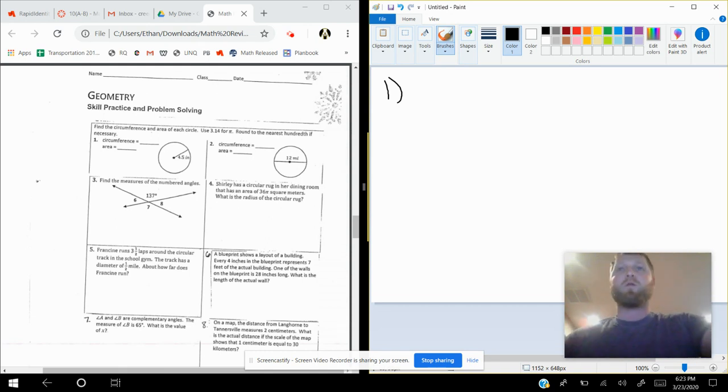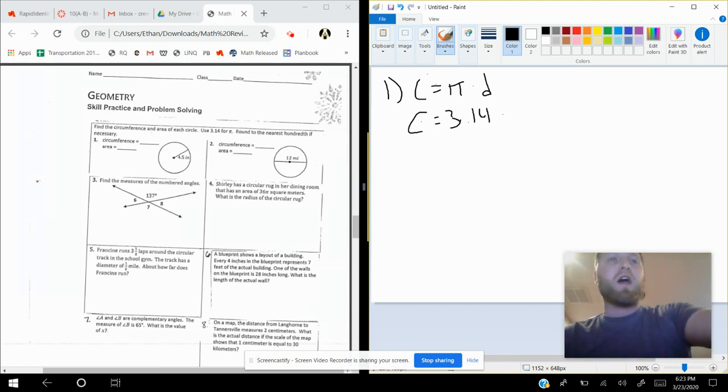Well, the circumference formula we all know is C equals pi times diameter. Now pi is 3.14 as it shows on the screen to your left. And diameter is the distance that goes from one end of the circle to the other end while passing through the middle. So we know what pi is, 3.14.